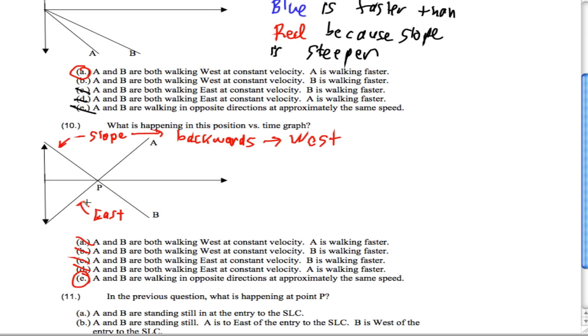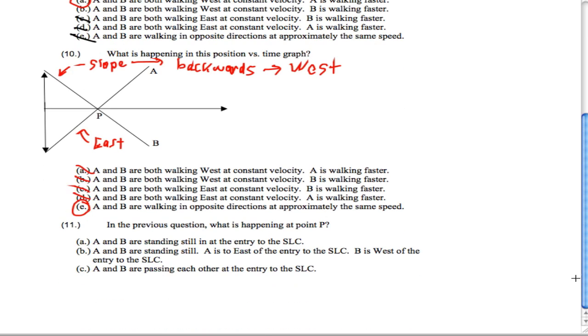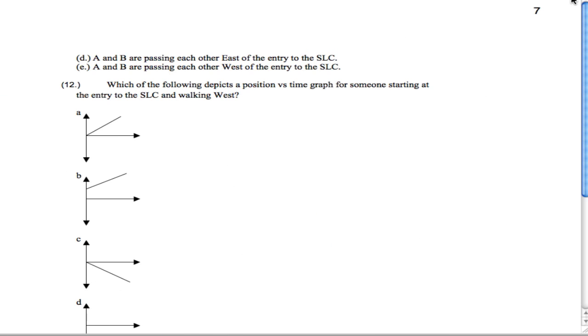The reason we know that they're approximately at the same speed is that they have the same steepness in their slope. Now, what happens at this point P here for number 11? What happens at this point P is they're passing each other at the entry to the Student Life Center in this problem.